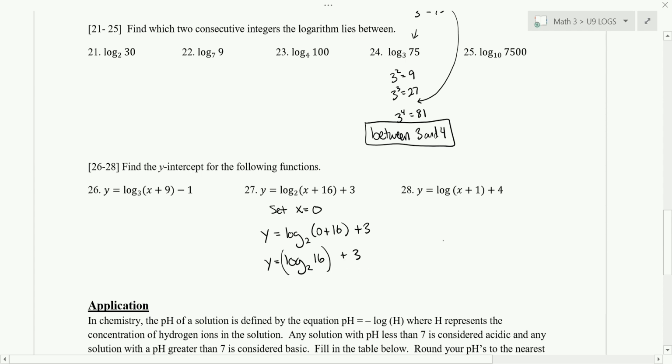So on the side we had log base 2 of 16. That's asking the question 2 to what power, that's a question mark, is equal to 16. 16 is 2 to the 4th power, so the answer is 4. So I'm going to replace the log base 2 of 16 with a 4, and I'm going to add that 4 to the 3, and I end up with a y-intercept of 7.